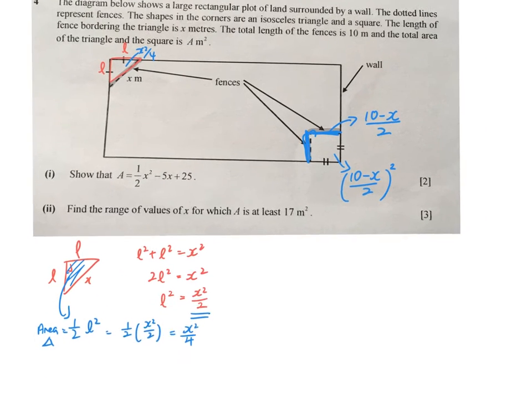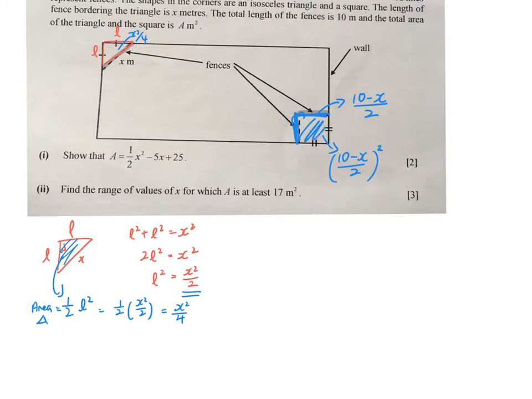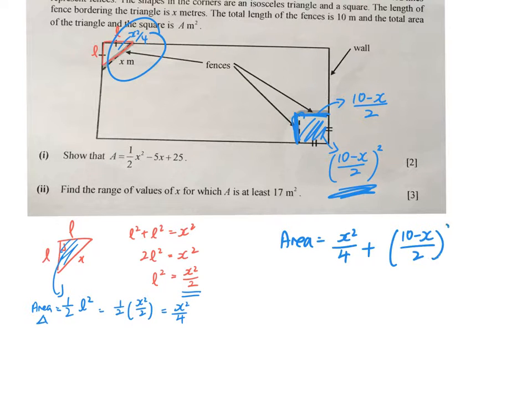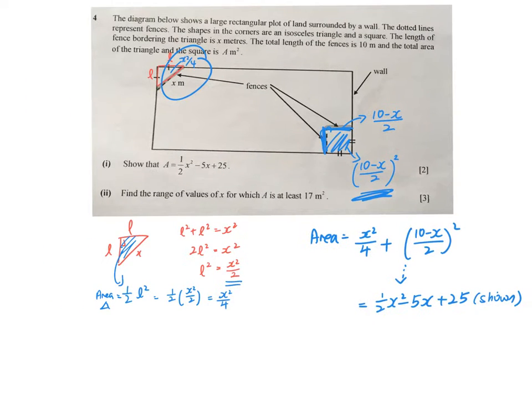Easy, right? With that, you can see that this is my area of the square in x. This is the area of my triangle in x. So basically my area of both will just be x squared over 4, the area of this triangle, added to the area of the square, which is 10 minus x over 2 squared. I'll leave it to you to simplify this, and you will get your answer to be half x squared minus 5x plus 25, to be shown. Okay, so that is for part 1.